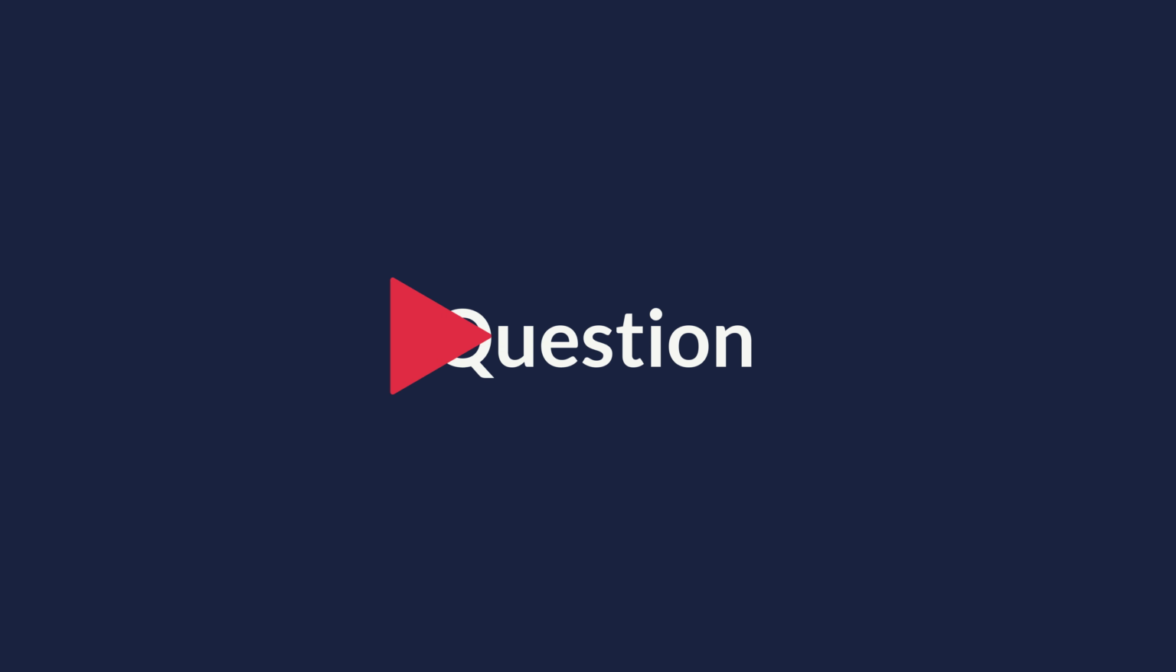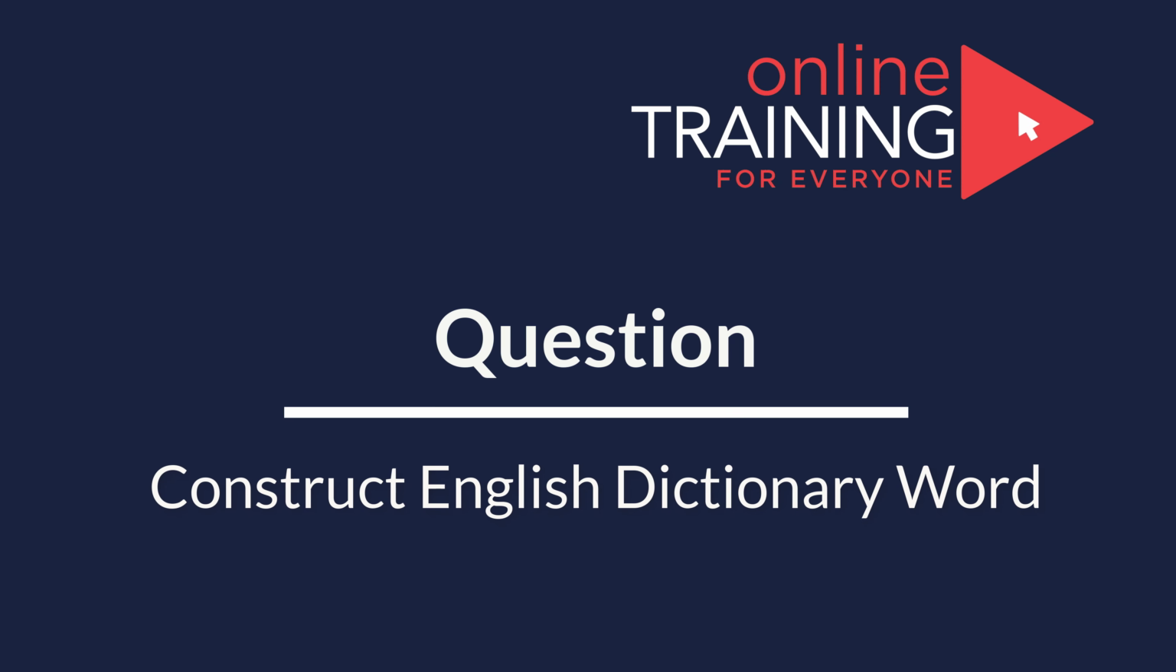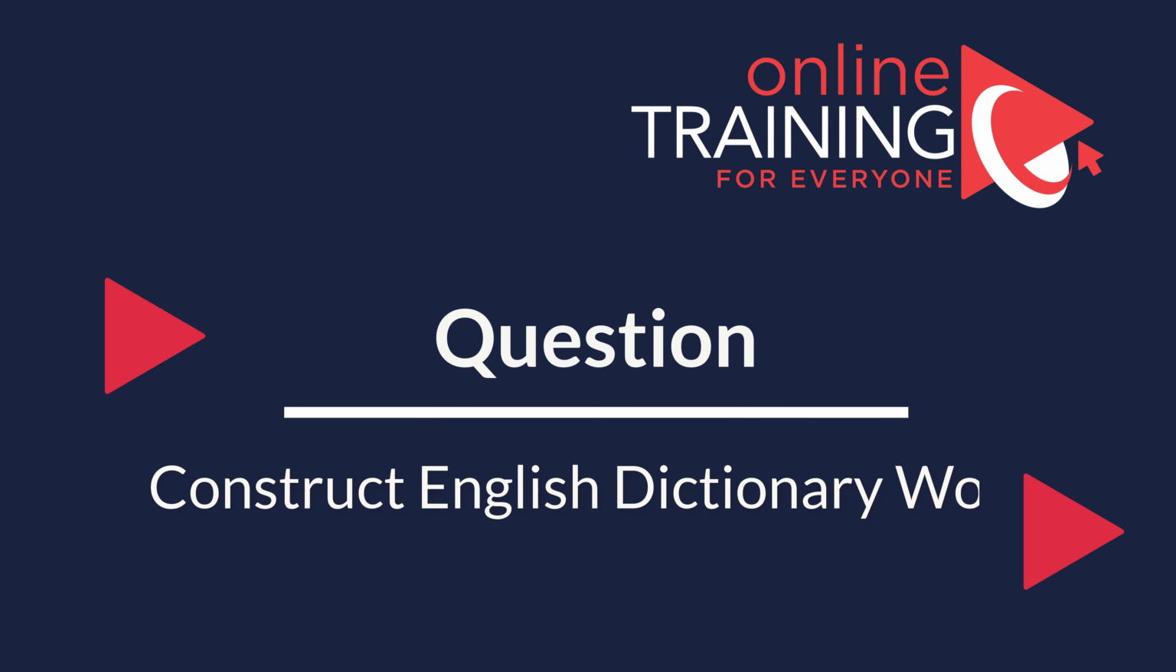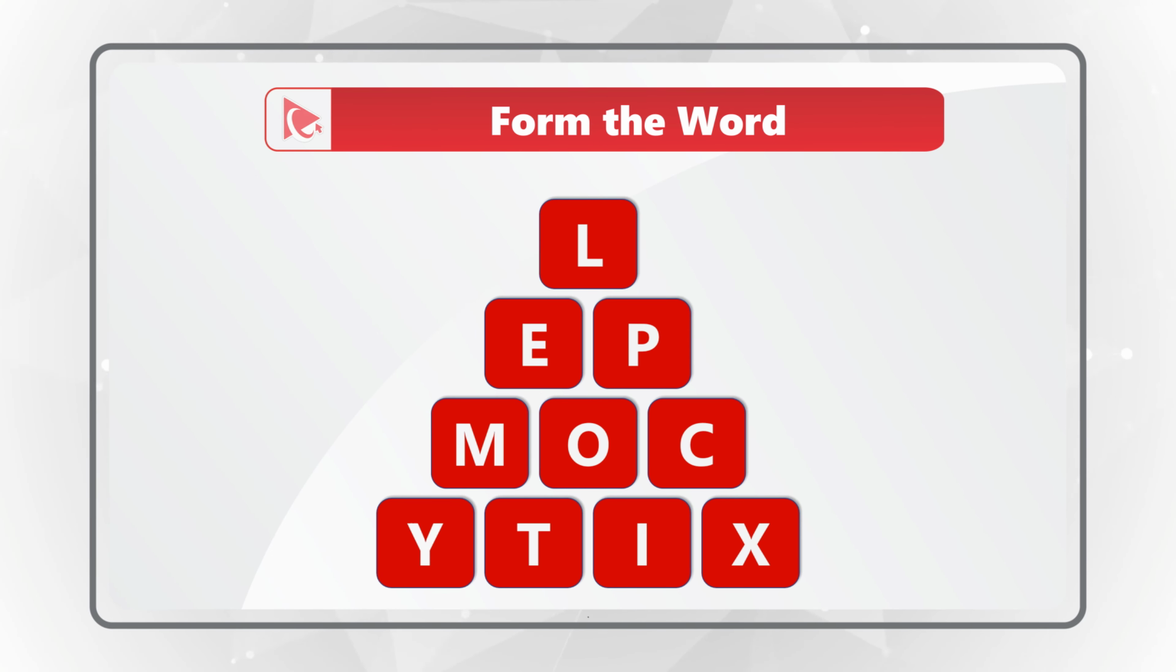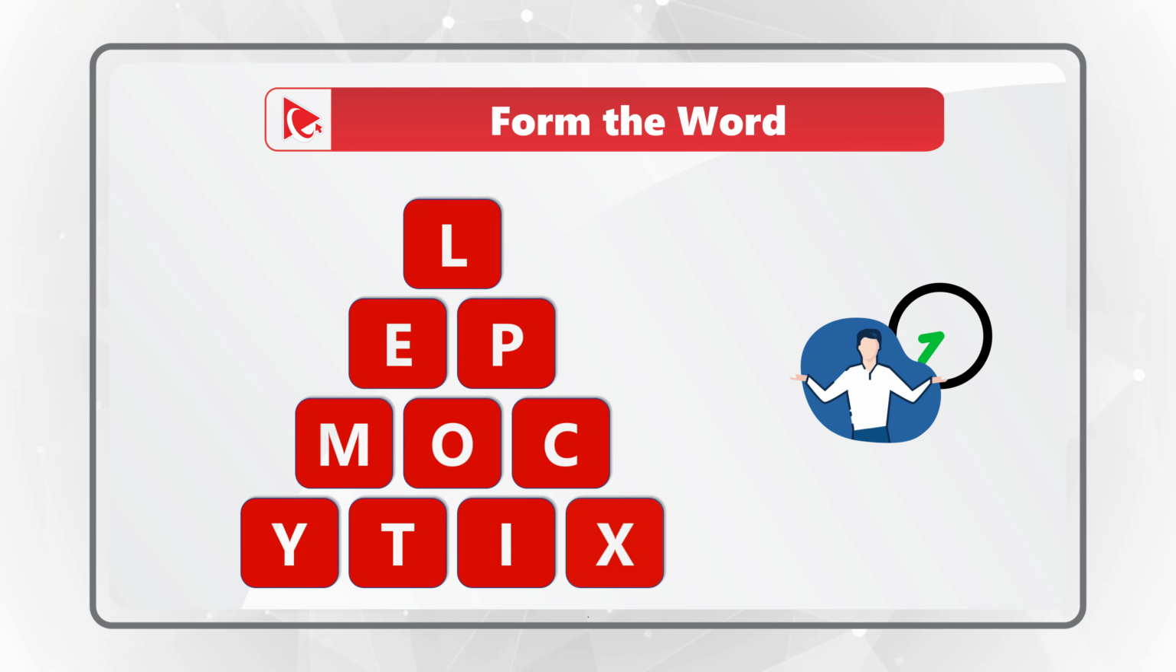Here's the question for you to practice. You're presented with 10 letters, and you need to form the words from English dictionary using all the letters only once. The letters are L, E, P, M, O, C, Y, T, I, X. Do you see the answer? Give yourself a little bit of time because there are 10 letters. Let me give you a hint. The word somehow represents the fact that there are 10 letters.